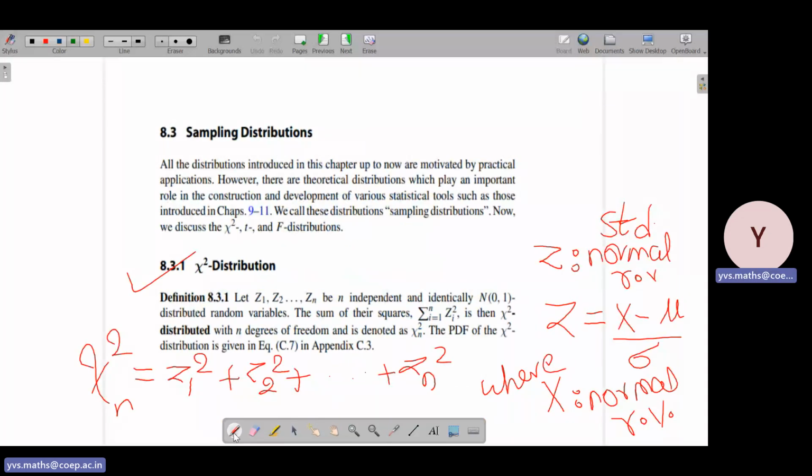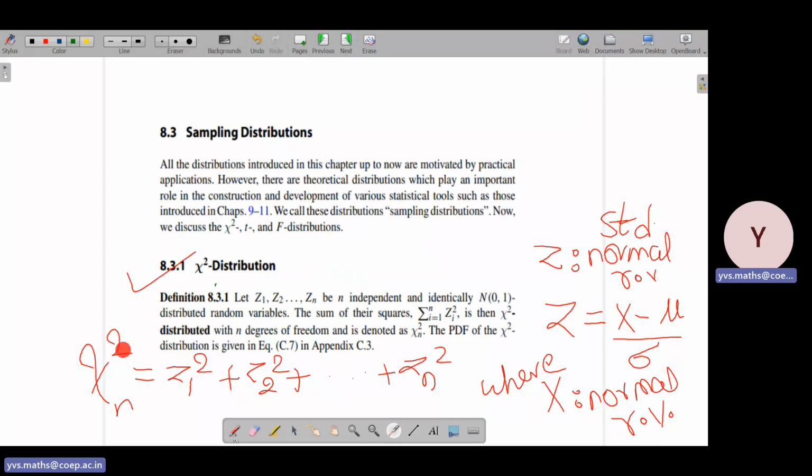of Chi-Square distribution. So Chi-Square distribution is defined as the sum of squares of standard normal random variables Z. Z is a notation for a standard normal random variable. Z is x minus mu by sigma, where mu is the average of x and sigma is the standard deviation of x, where x is a normal random variable, not necessarily a standard one.